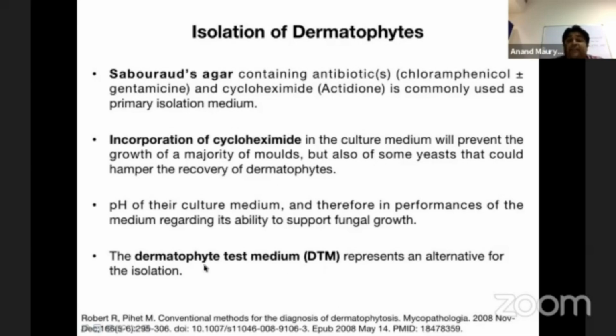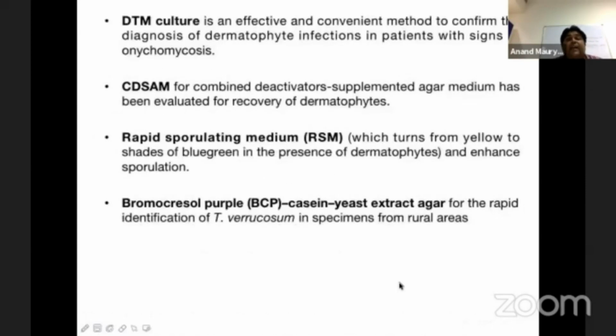There is the DTM medium, the dermatophyte test medium. It is also an alternative for isolation, and DTM is a very effective and convenient method to confirm the diagnosis of dermatophyte infection in patients with signs of onychomycosis. There is CDSAM, a combination, the dermatophyte activators supplement agar medium. It is also very helpful in the recovery of the dermatophytes.